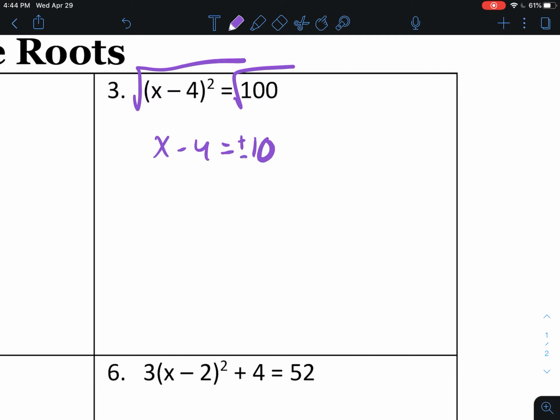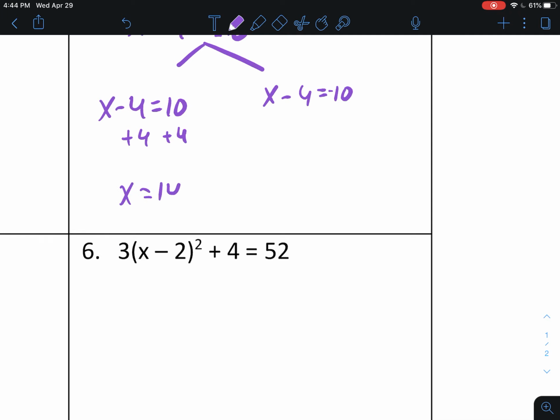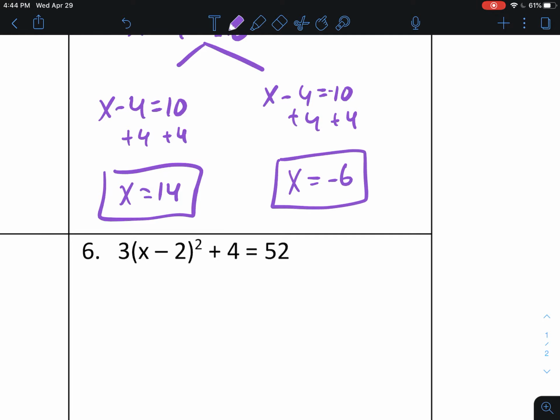And then remember this one, now that there's two things left here and it's a plus or minus on the other side, we split it. So it's x minus 4 is equal to positive 10, and x minus 4 is equal to negative 10. We add 4 to both sides, we get x is equal to 14. We add 4 to both sides on the other one, and we get x is equal to -6.